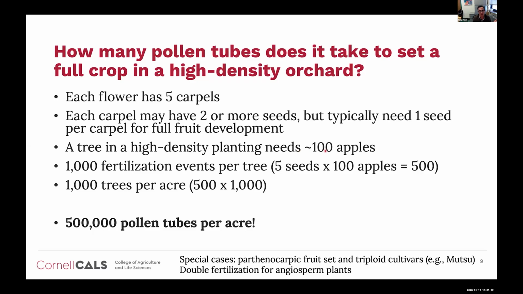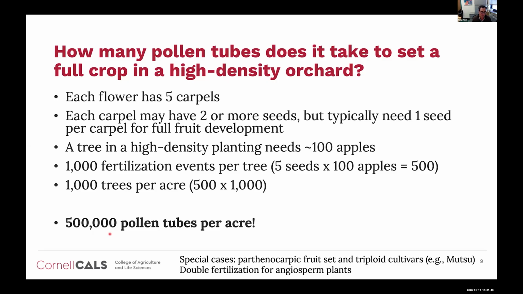Say you had 100 apples per tree. I know we're getting more precise with some of the work that others are doing, but by 5 seeds, 500 fertilization events are needed per tree. If you had 1,000 trees per acre, we're talking about 500,000 pollen tubes per acre. That would be the bare minimum to set the full crop.